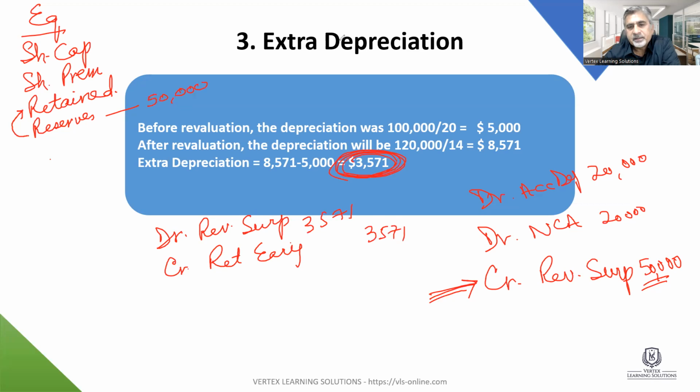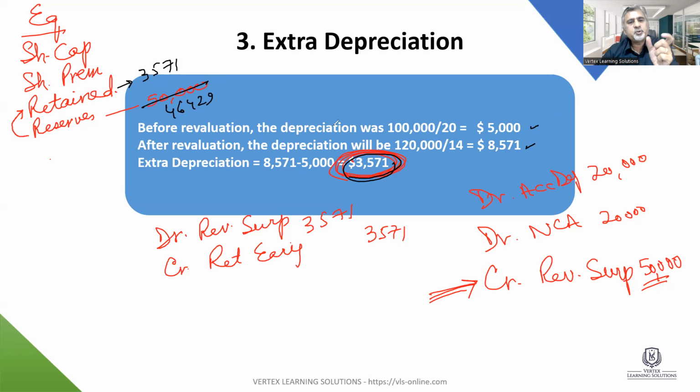So what will happen is that this 50,000 will become 50,000 minus 3571. This will become 46,429. And in retained earnings, there will be 3571. 5,000 we were charging before. This year we charge extra depreciation. This extra depreciation you did not like, so I am giving it back to you.